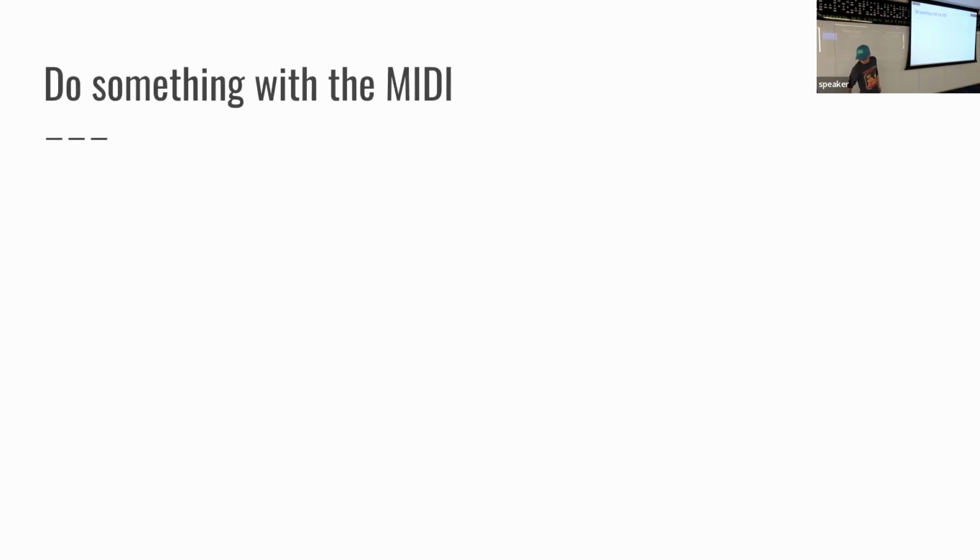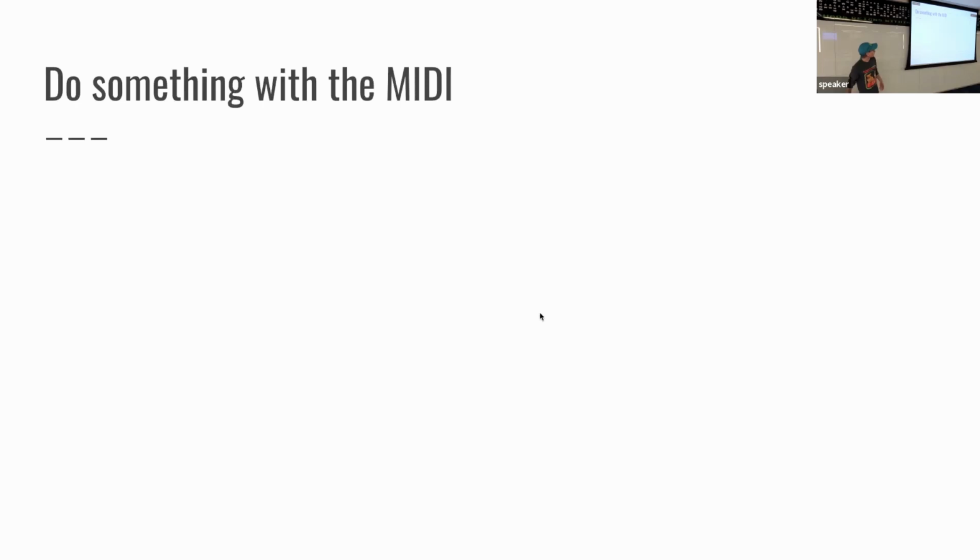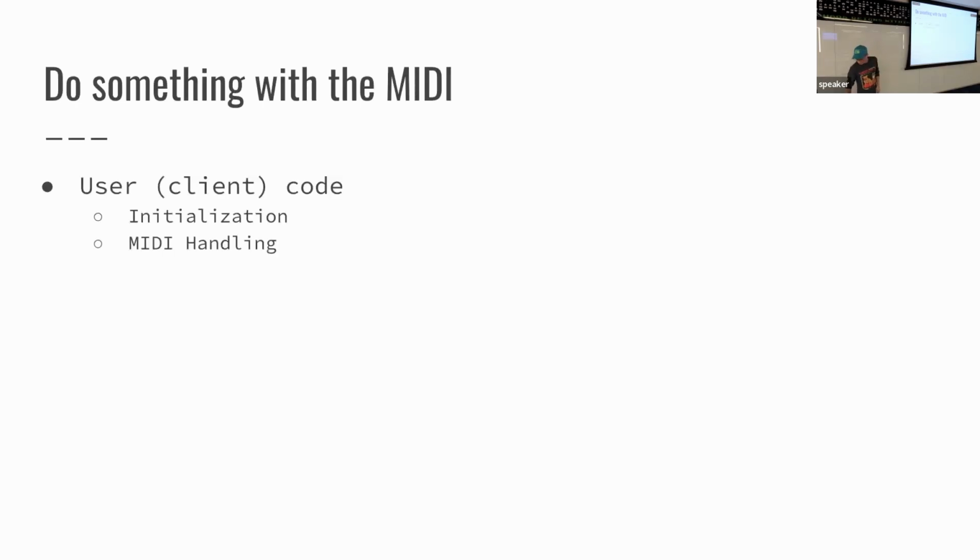Now, getting back to this flow diagram, I want to talk about how our program actually interfaces with that, and how it actually does something useful with the MIDI that it's received. So the program itself is really small. It's on GitHub for anyone who wants to build it, and it works with the Daisy. There are really kind of three sections. It's like 250 lines of code.